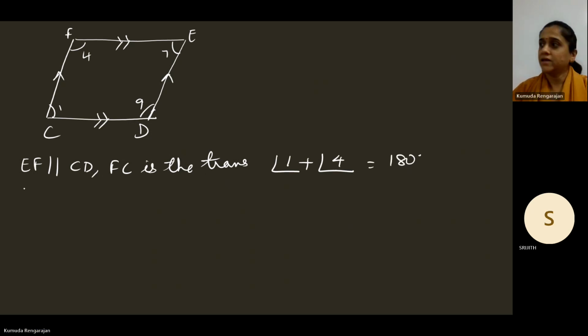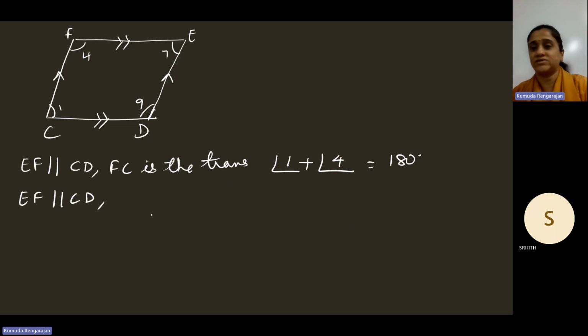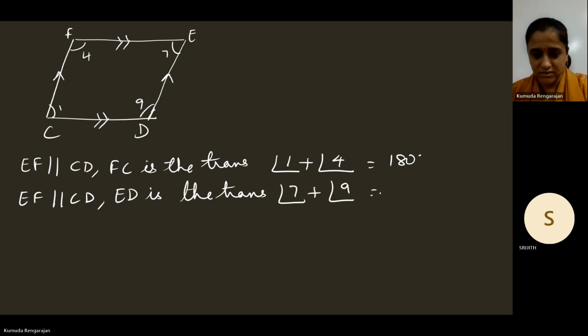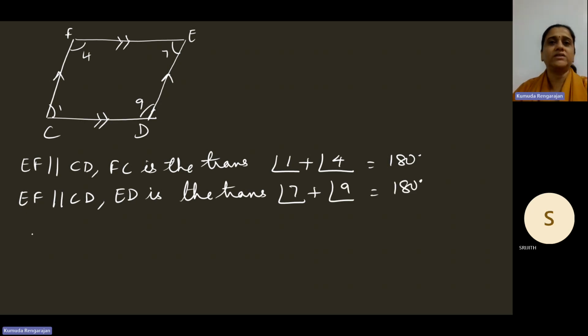Next, Anirudh. Mention the parallel lines and the transversal. Okay, 1 minute. For the same 2 parallel lines, EF parallel to CD, tell me another transversal. ED is a transversal. Correct. Yes, Navneet. Next pair of parallel lines.